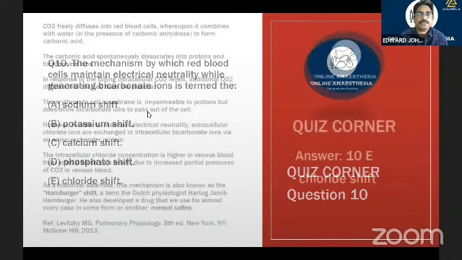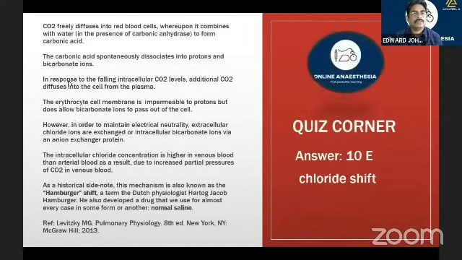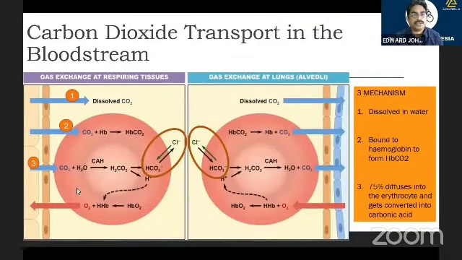If you see this picture, during gas exchange at the tissue level, carbon dioxide enters the RBC and combines with water to form carbonic acid, which dissociates into bicarbonate and hydrogen ion. I have already said hemoglobin is a powerful buffer. It gives up oxygen and combines with hydrogen ion, buffering the hydrogen ion generated. The bicarbonate is exchanged for chloride. The reverse happens at the lung alveoli. This is called the chloride shift.